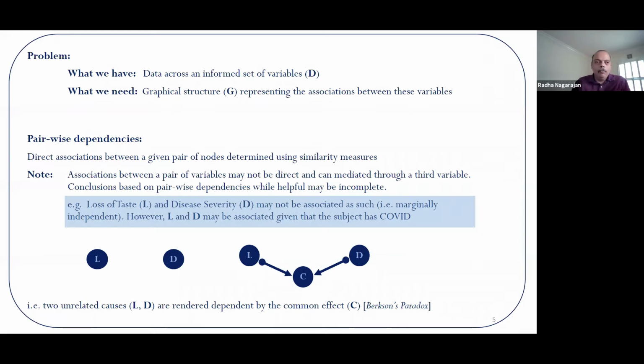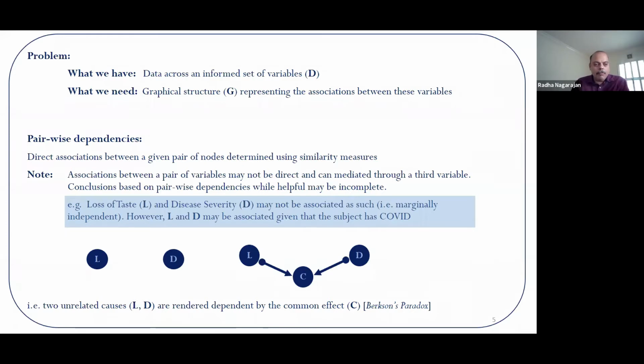So what is the problem? What we have is data across a given set of entities, multivariate data, and what we need is a graphical structure representing potential association and representation of relationship between these variables. So one can ask, why can't we directly determine the pairwise dependencies using symmetric measures, such as correlation or mutual information? And that is definitely helpful, but it is important to note that association between a pair of entities need not necessarily be direct and may be mediated through a third variable or a set of variables. So this emphasizes the need to incorporate conditional dependencies.